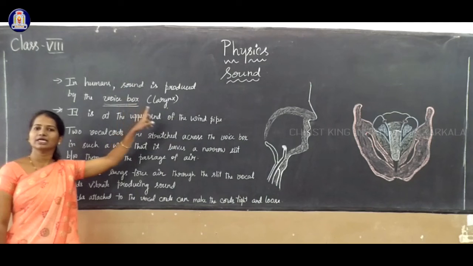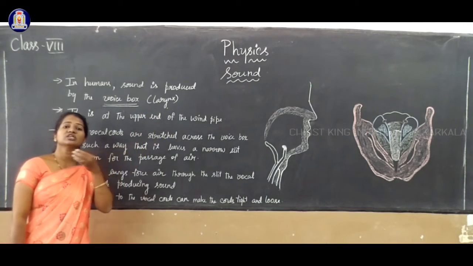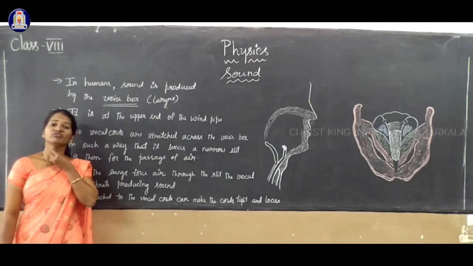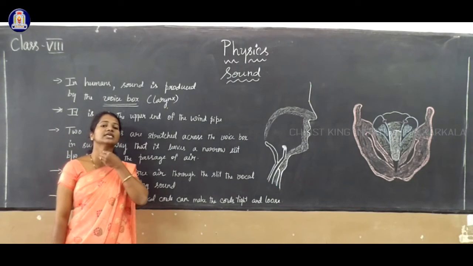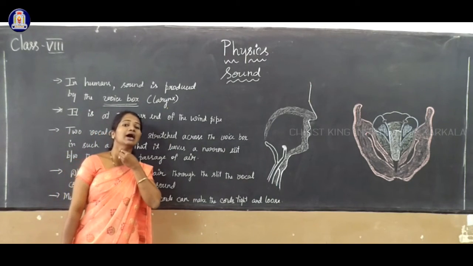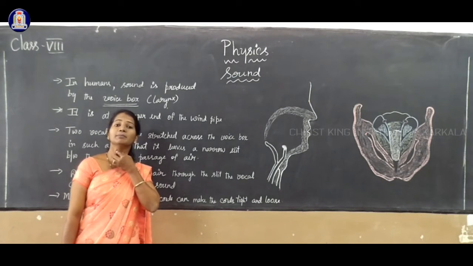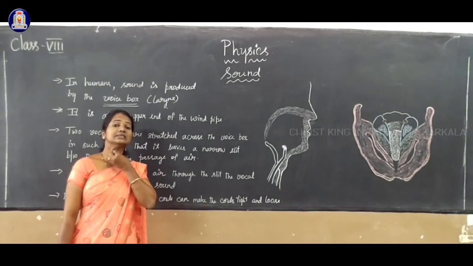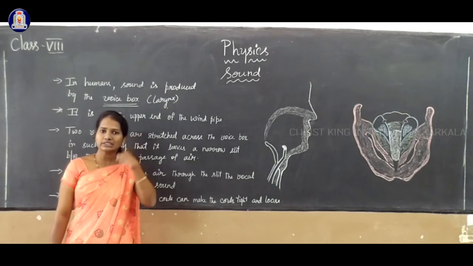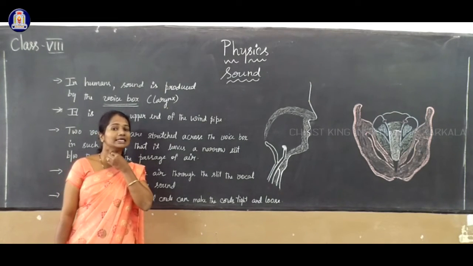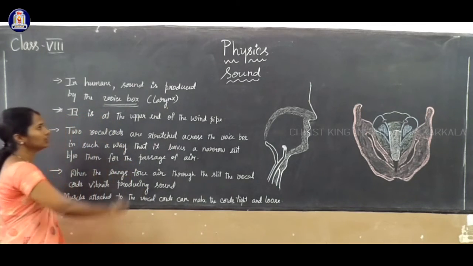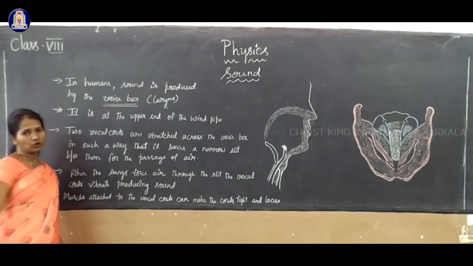The voice box, or the larynx. If you touch your neck region, you find a hard bulge-like structure. In this part, a hard bump seems to be moving when you swallow something. You can identify that. That is called the larynx or the sound box.